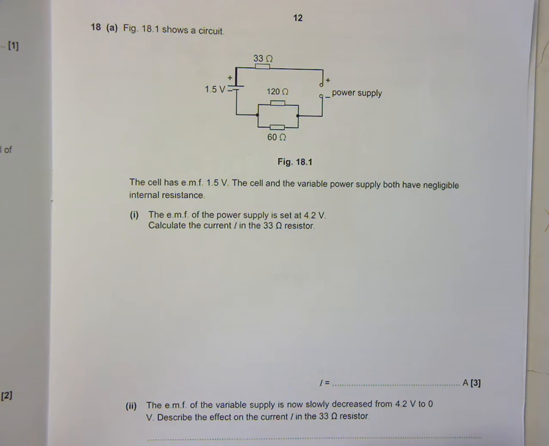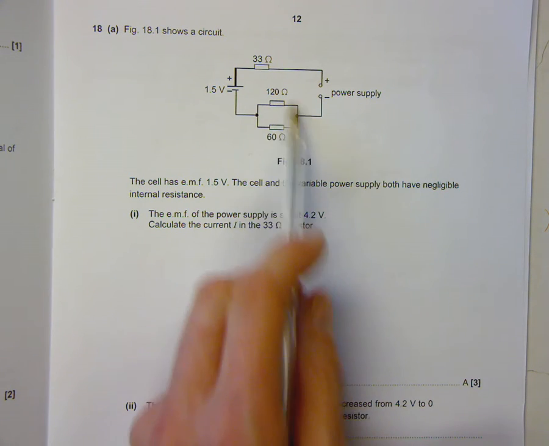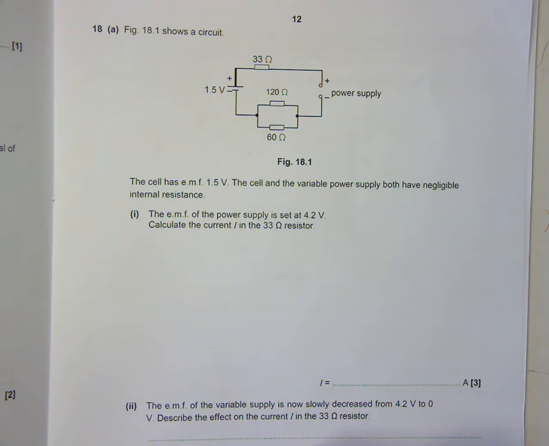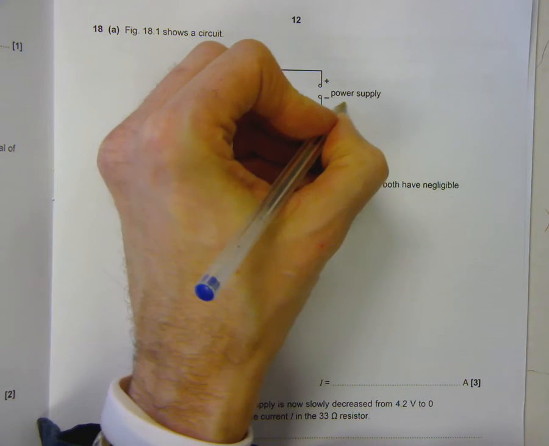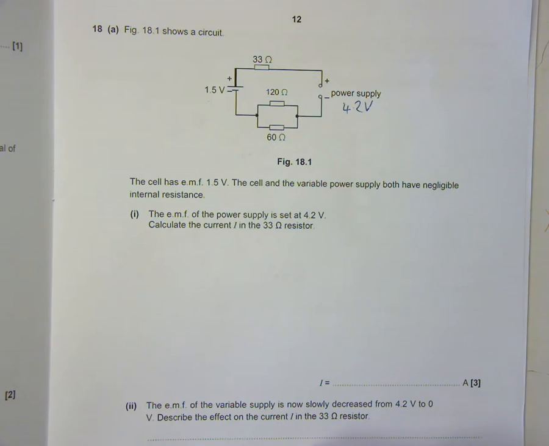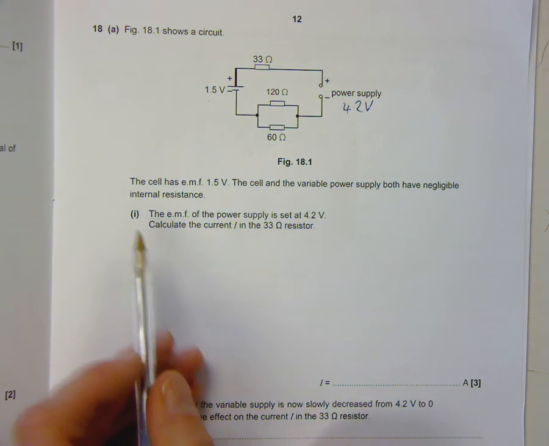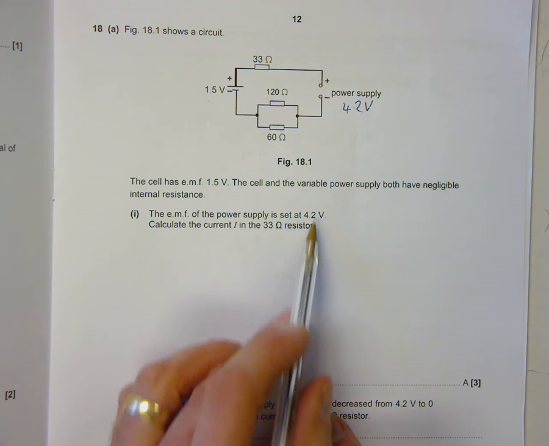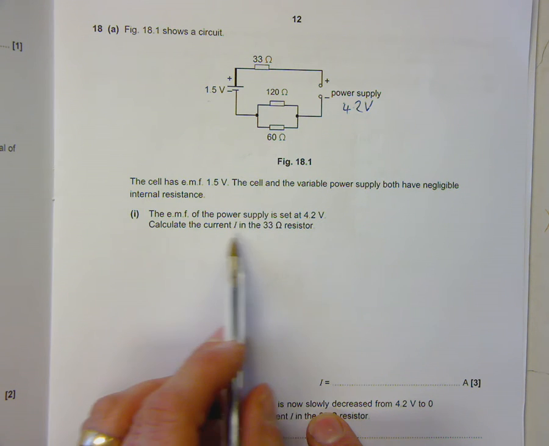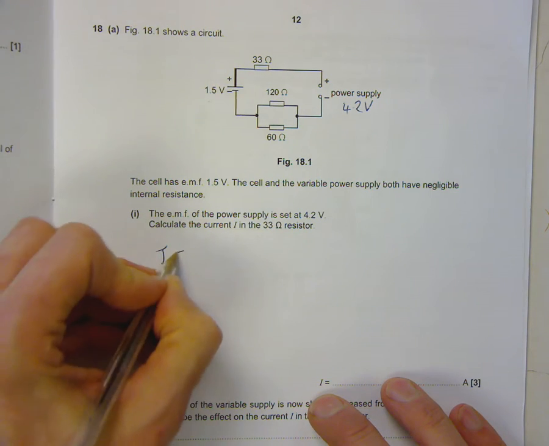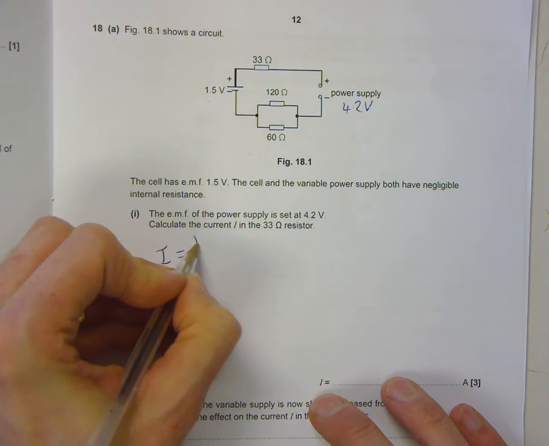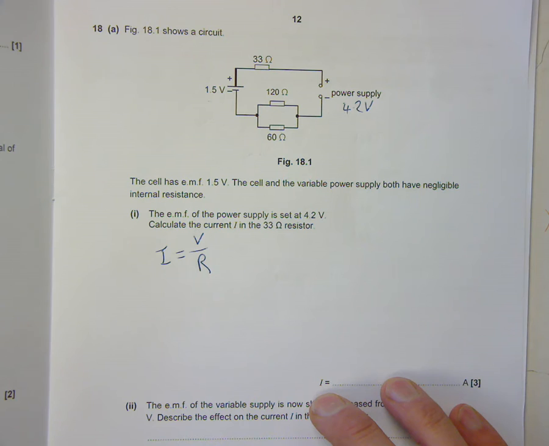Question 18. There's a circuit with a parallel part and another resistor in series. There's 1.5 volts here, and the voltage here is 4.2 volts. The EMF, the power supply, is 4.2. Calculate the current in the resistor. Well, the current is just going to be potential difference divided by total resistance.